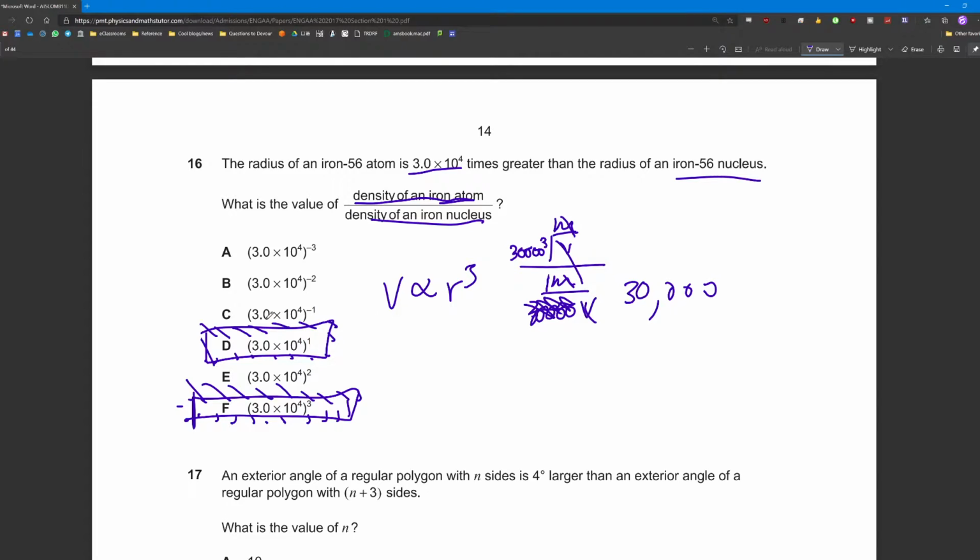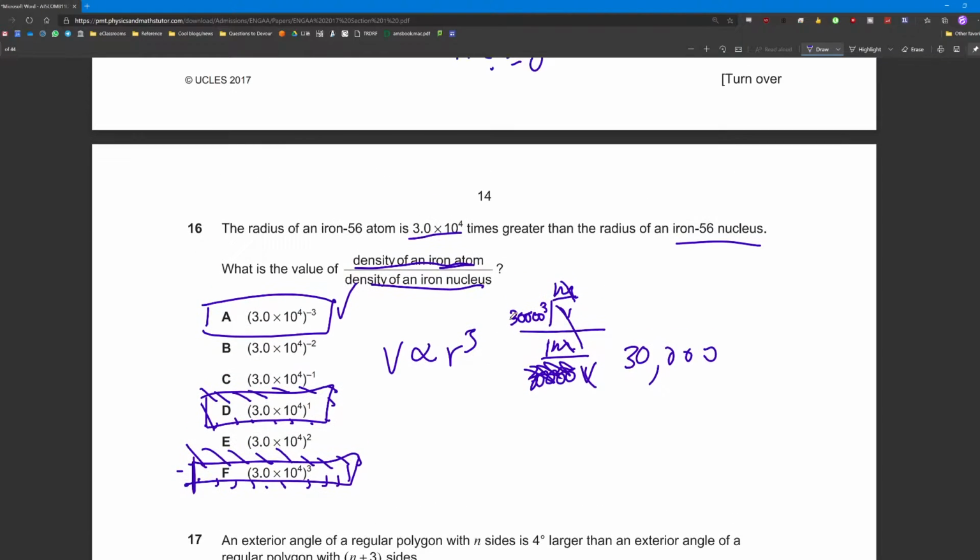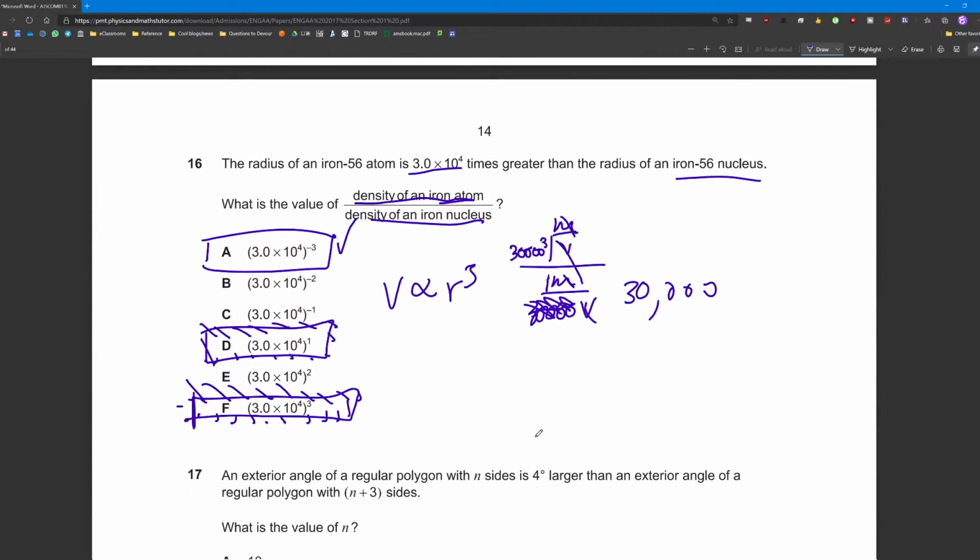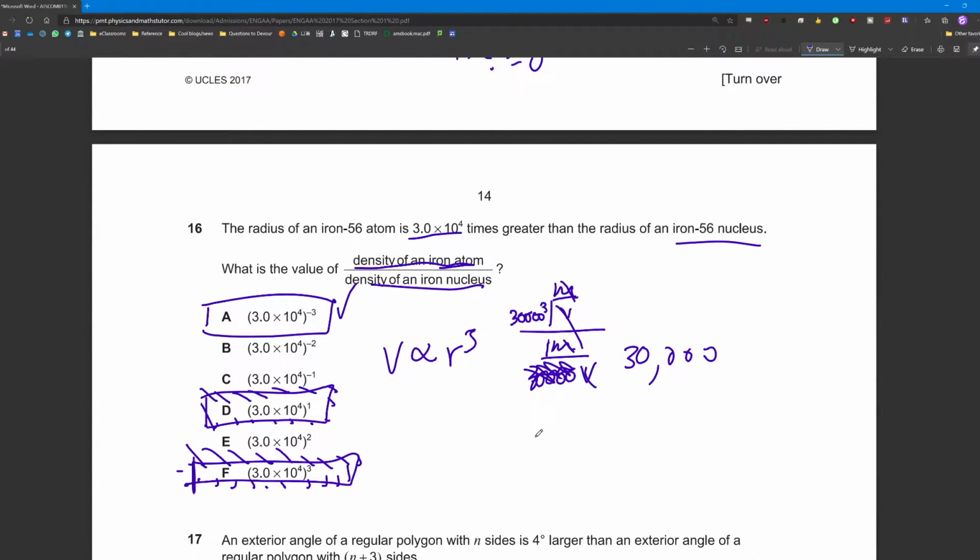And so we want 30,000 to the negative 3. This is the answer. So density of iron atom, which has a V of 30,000 cubed V, where the nucleus has a V of just V. This is a ratios and proportions question. That's based on the idea that density is this m over v idea, and volume is proportional to radius cubed.